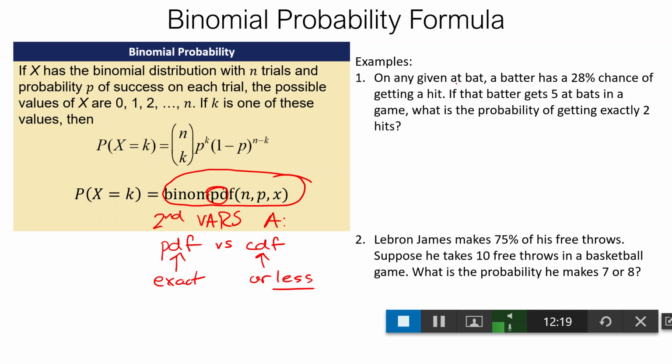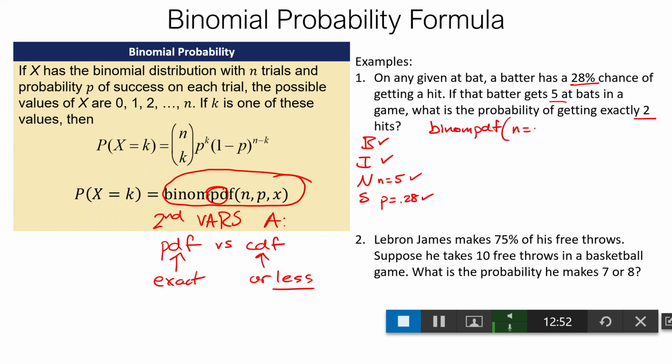On any given at bat, a batter has a 28% chance of getting a hit. If the batter gets 5 at-bats in a game, what is the probability of getting exactly 2 hits? We can either have a hit or not hit, so binary. They are independent trials, yep. We have a fixed number, n equals 5, yep. And the probability stays the same, p equals 0.28, yep. So it is binomial, so we could do binomial PDF.